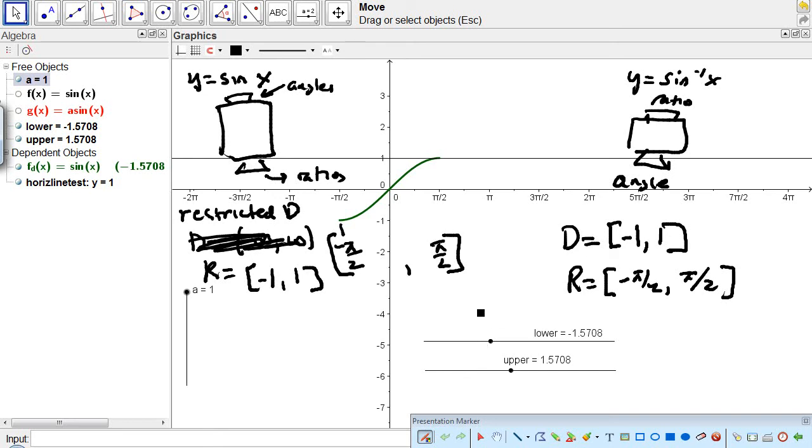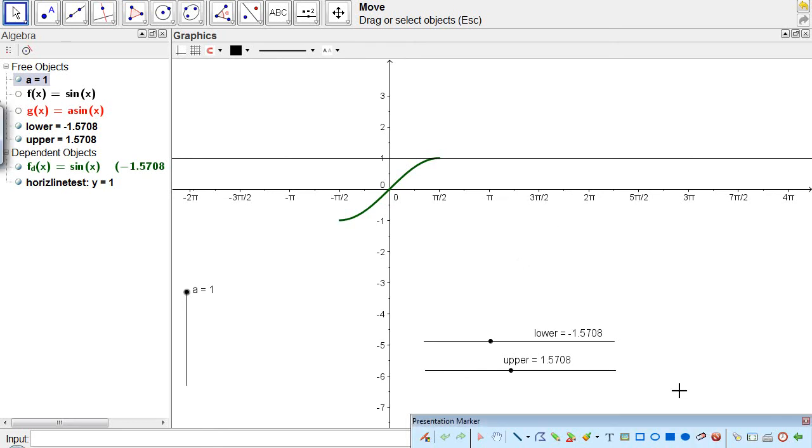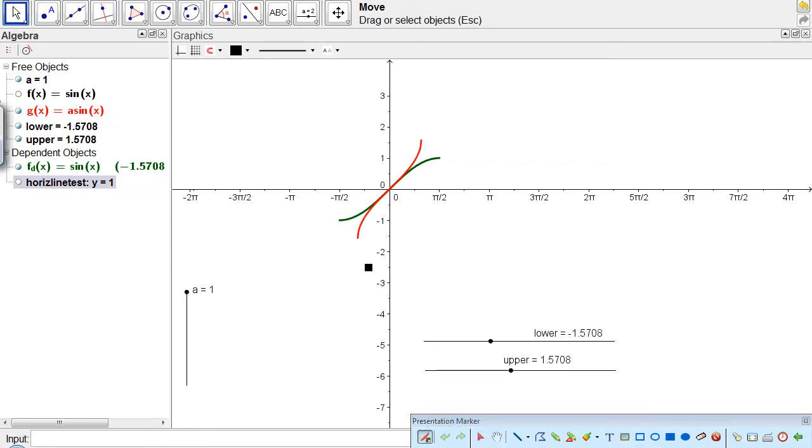What does that graph look like? Well, I'm going to clear this all out one more time. Let's pop up the g of x function, and we'll turn off the horizontal line test. Again, let's take a look at what we actually have in front of us. We have here a reflection with respect to the identity function, the identity function, of course, being y equals x. That's what the red graph is.